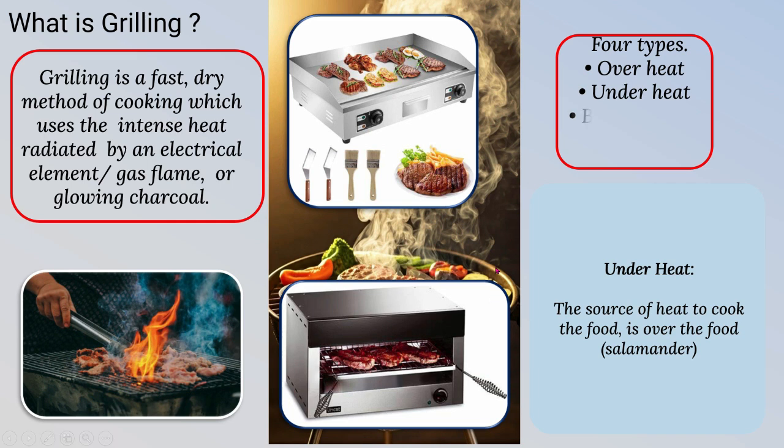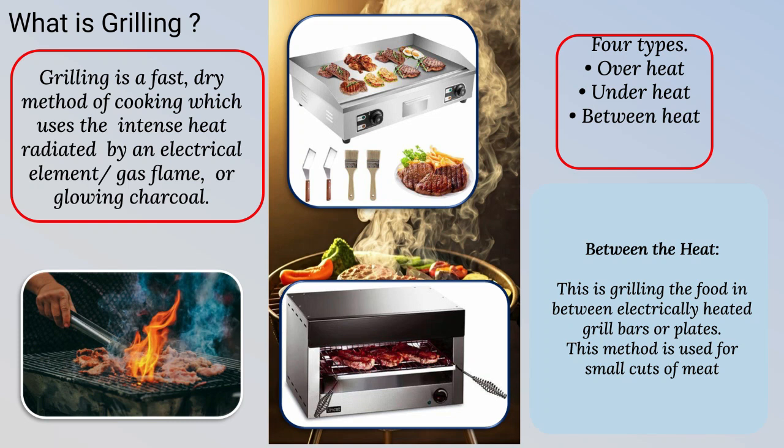Third one, between the heat. It is one step more developed than the salamander. In the case of the salamander, we only get a heat source from the top. In the case of between the heat, we get another heating element at the bottom. So food is basically sandwiched between two elements of heat.